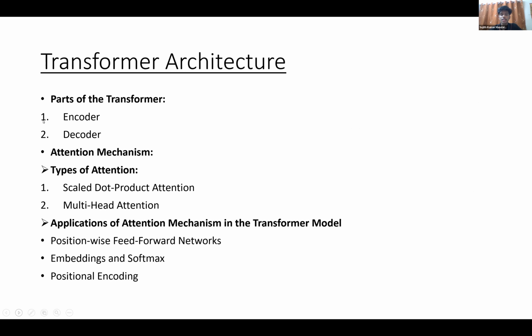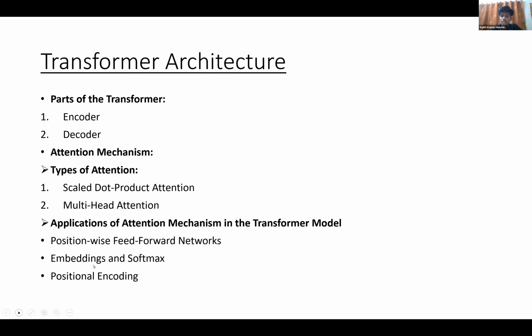We'll discuss the transformer architecture that is mentioned in the paper. The parts of the transformer include the encoder and decoder, as I mentioned. It works on the attention mechanism. Then we'll discuss the types of attention that are provided in the paper, then how the attention mechanism is applied to the transformer model. Then also we'll talk about the position-wise feed-forward networks, embeddings and softmax, and positional encoding in detail.